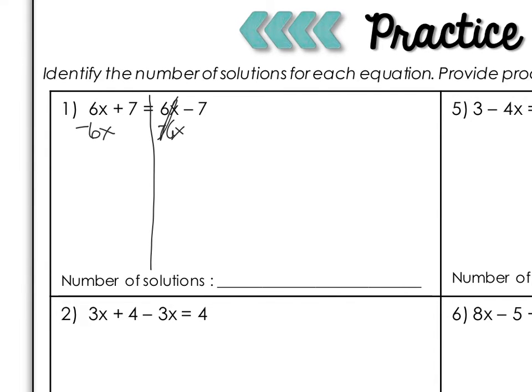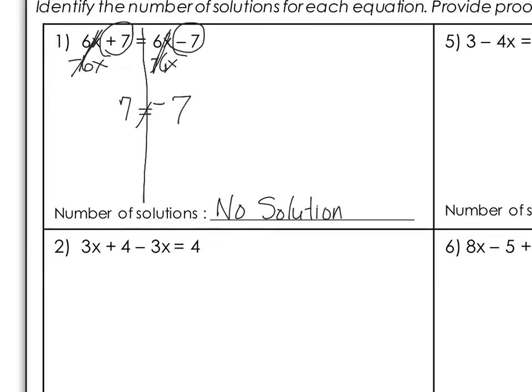If I look at what's happening on the left-hand side when I combine the like terms, 6x and minus 6x, those get eliminated as well. I'm left with the constant term of 7 and the constant term of negative 7. And 7 does not equal negative 7. Therefore, this would be a situation where there is no solution. The constant on the left does not equal the constant on the right.